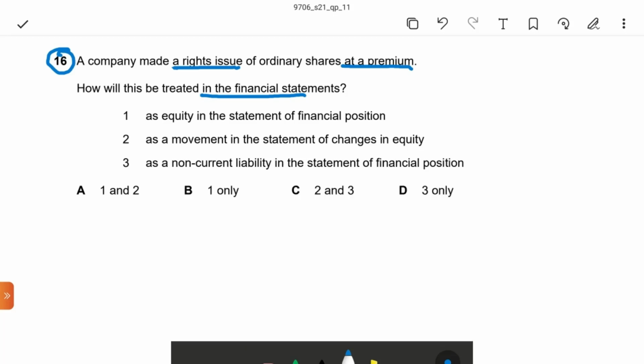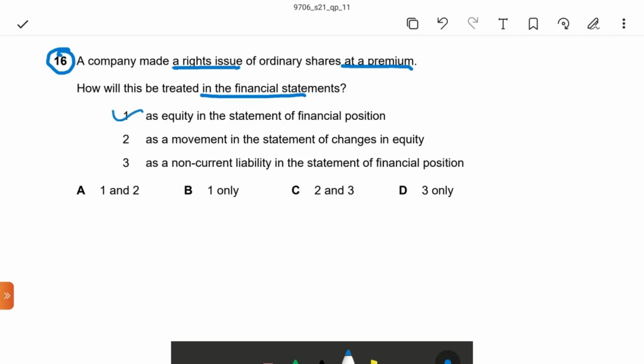That is called premium. When the company issues a rights issue, capital will increase and cash will increase, and when they are issuing at a premium, the premium or other reserves will also increase. So the answer is equity in the statement of financial position. Yes, when the company issues a rights issue, it will show as equity. Equity means capital. So the first option is correct.